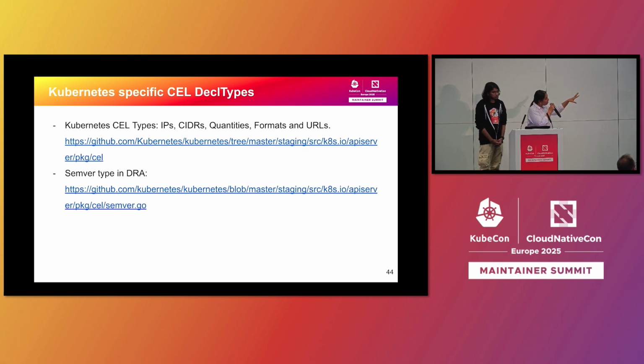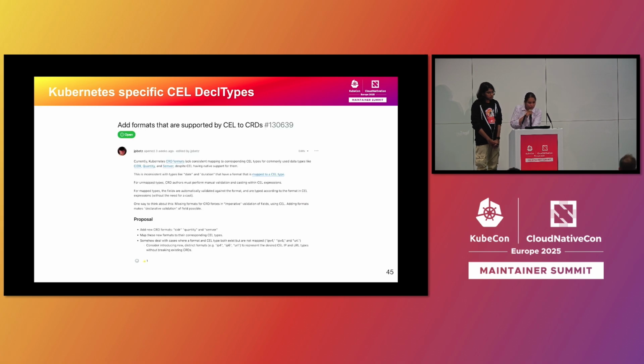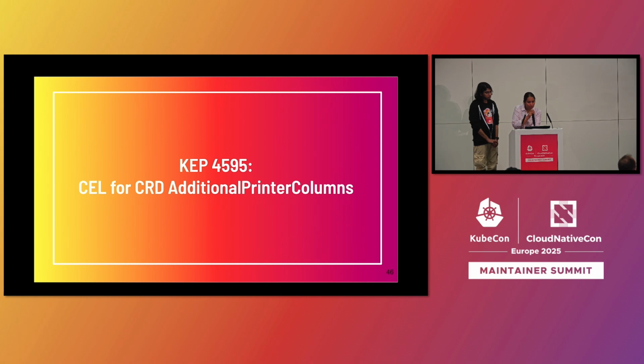So there are two links here. The first one is a directory under the API server, where you can find out how IPs, CIDRs, quantities, formats, and URL CEL types are defined. And then the other one is another semver type that was defined as part of the DRA KEP. I think this is a screenshot of the same thing. And so that is what is happening with CEL.